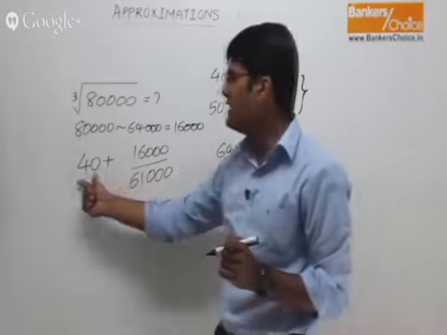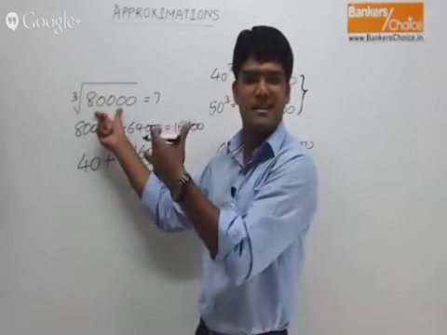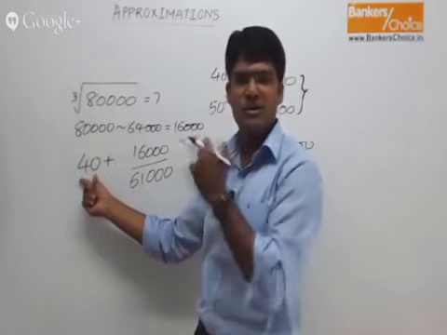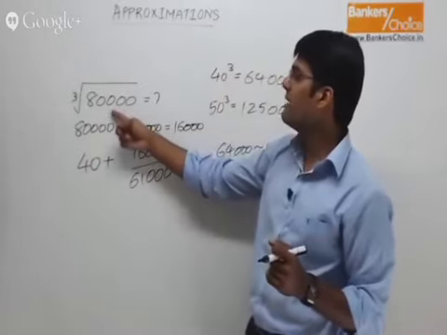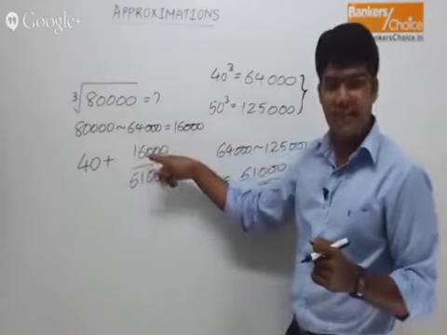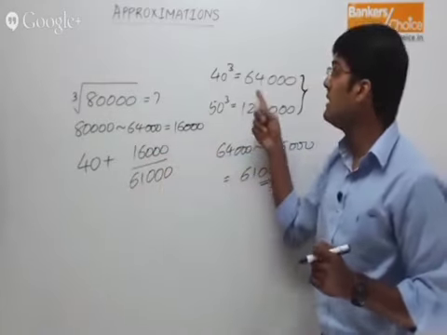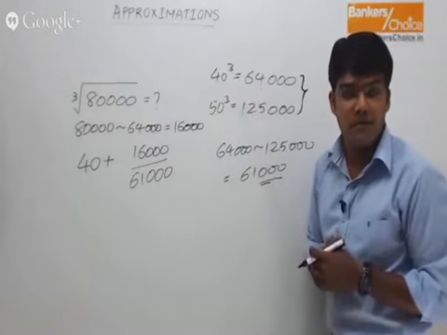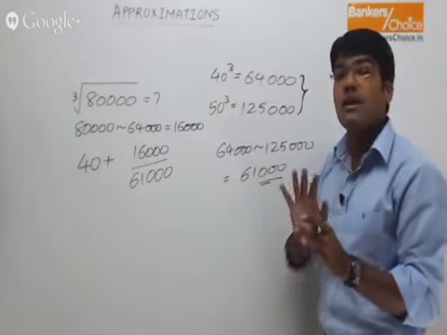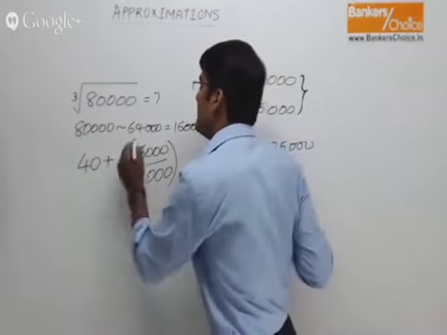Are you able to follow? So 40 cube is 64,000, plus the difference of the given value with 40 cube, 16,000, divided by how much? 61,000. What is the 61,000? The difference of 64,000 and 125,000. Again, here does not end the process. This should be multiplied with 10.